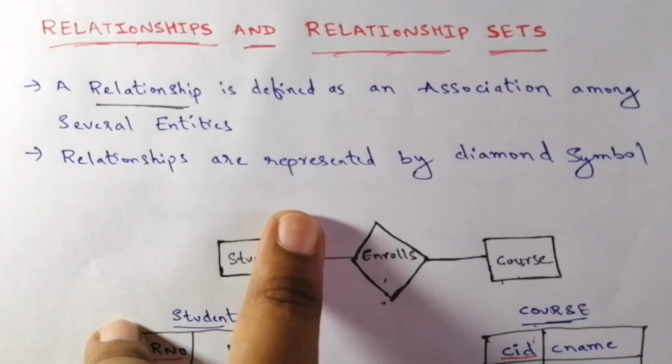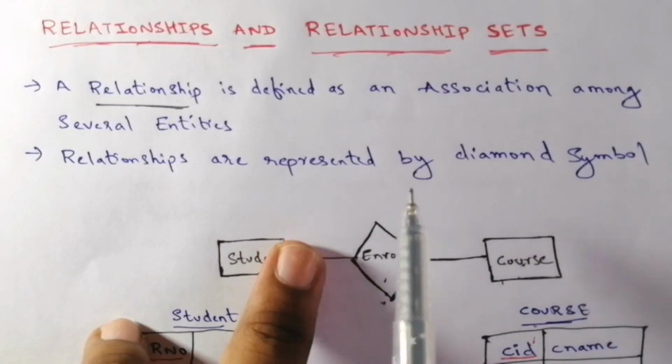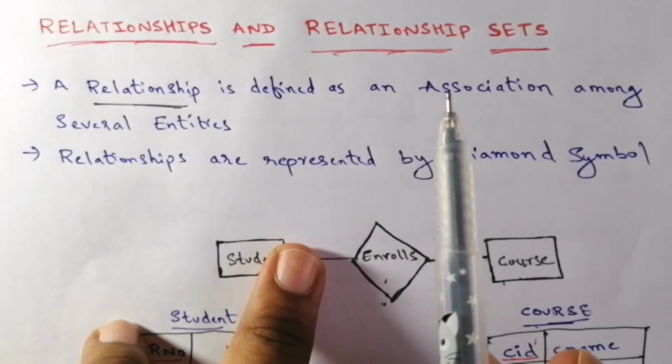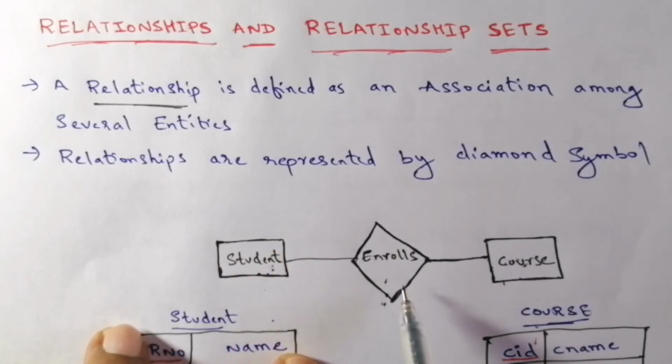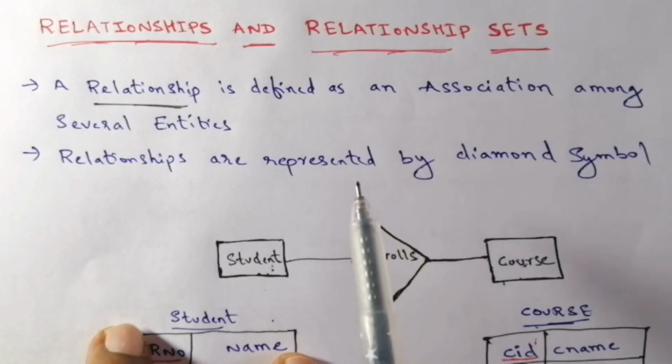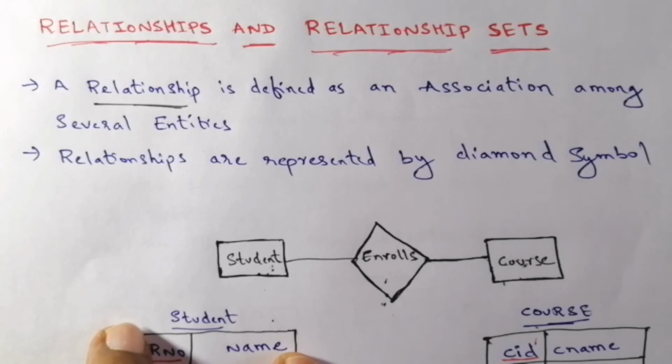In this lecture we have studied the relationship and the relationship sets, and also how to formulate a relation, that is, how to convert them into tables. We have also studied descriptive attributes. In the coming lecture, let us study the degree of a relationship and the cardinality of a relationship.